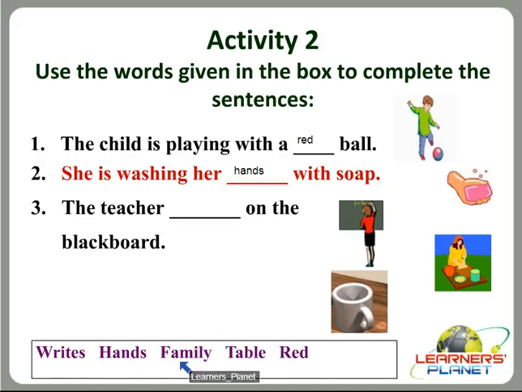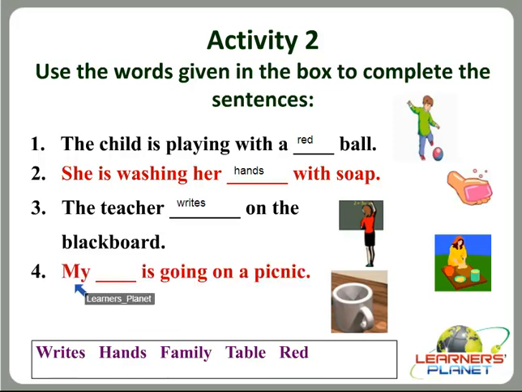The teacher is not doing anything with the family. There is no table in the picture, but the teacher is writing. So, the teacher writes on the blackboard. So, the correct word is writes. The teacher writes on the blackboard. Very good students. Now, the next sentence.